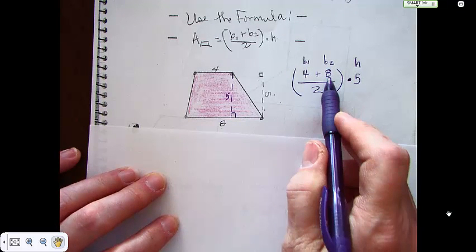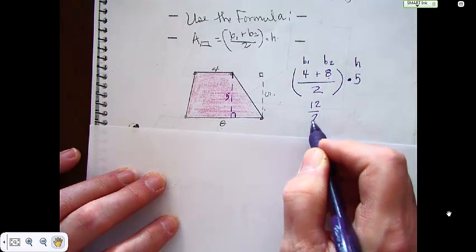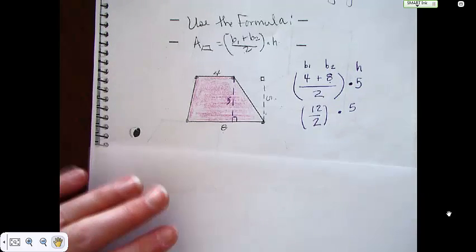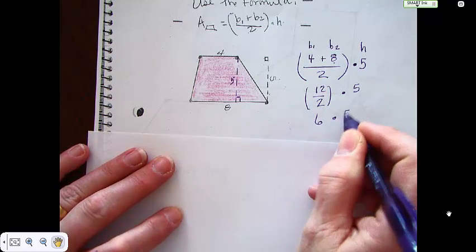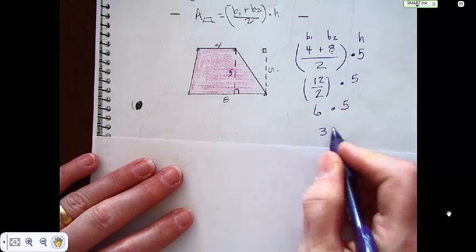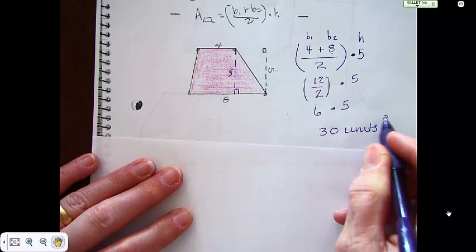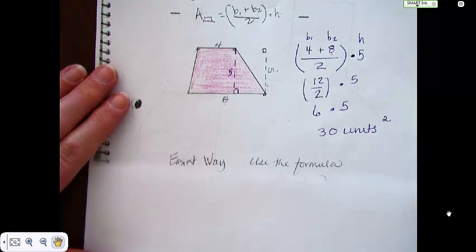4 plus 8 is 12. So that's 12 over 2 times 5. 12 over 2 is 6 times 5. 6 times 5 is 30 units squared. So that is the area of the trapezoid.